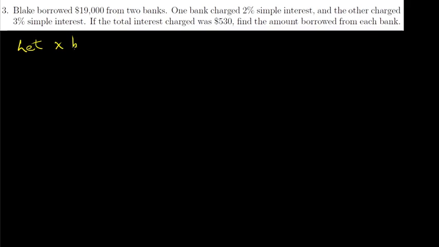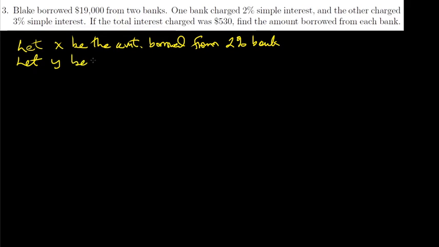So let x be the amount borrowed from the first bank. This is the bank that charged 2% interest, so the 2% bank, I guess. And let's let y be the amount borrowed, right, the amount of money borrowed from the 3% bank. Hope that's not too sloppy. Okay, so that's what we're looking for, right? We're looking for x and y. This is the amount of money we're borrowing from each bank.